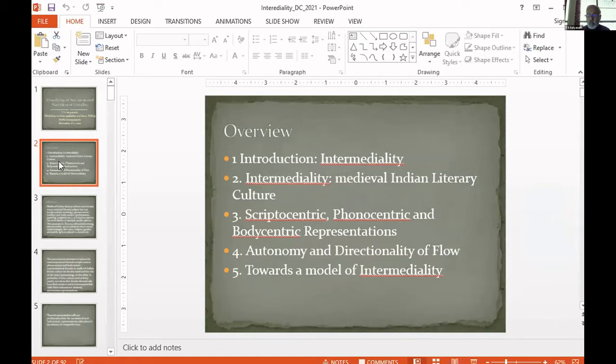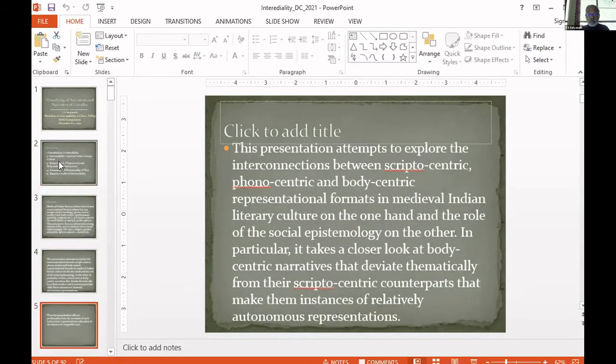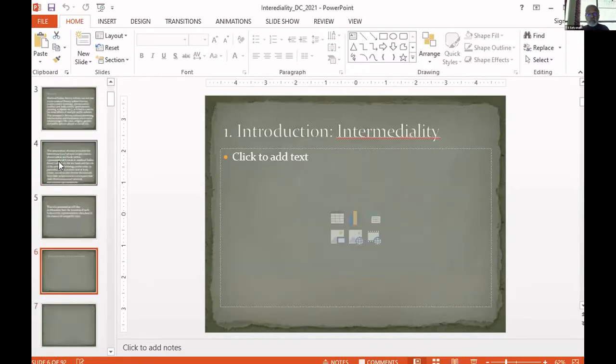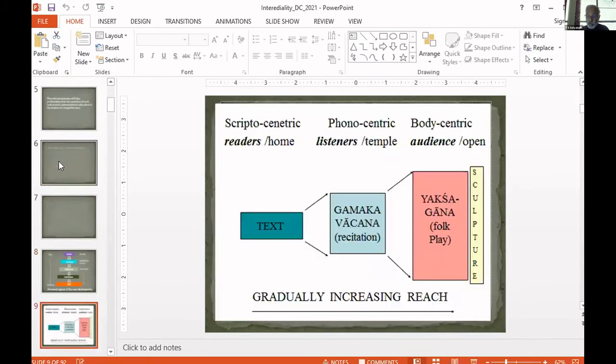Then I will take one or two cases to talk about that. Then towards the end, I take up the issue of how do we read visuality, and I will try to go back and map how visuality or performativity is being read by culture, and is there a model that we can construct to understand that? Okay.